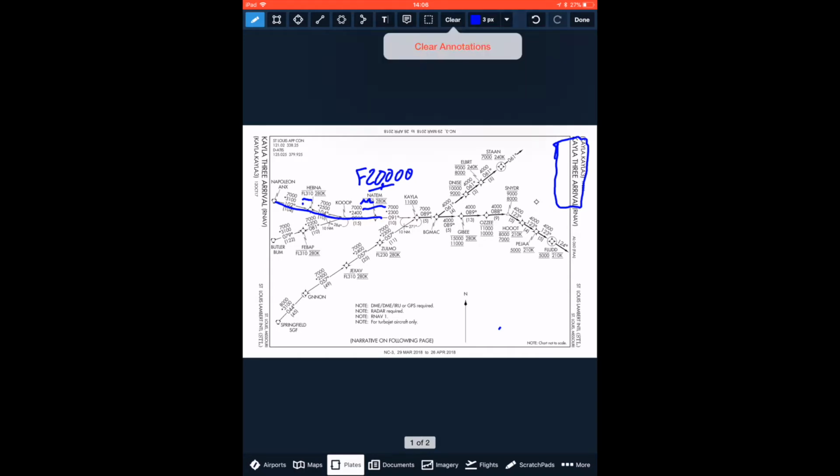They can also tell you, in the same way, to cross NATIM at 240 knots. In this case, again, you would do the same thing, come down from the Napoleon VOR, 280 knots below 310 at Hevna, Coop, and then at NATIM, you would cross below flight level 230, except they want you to slow down a bit more to 240 knots.